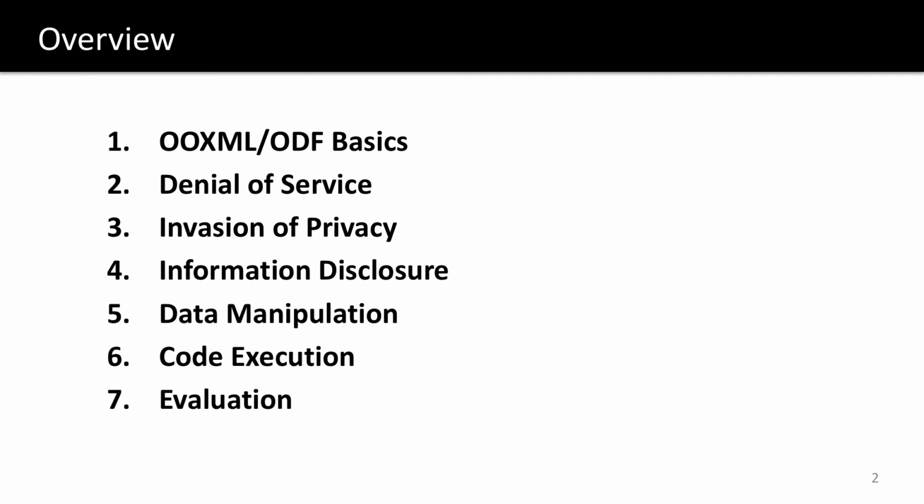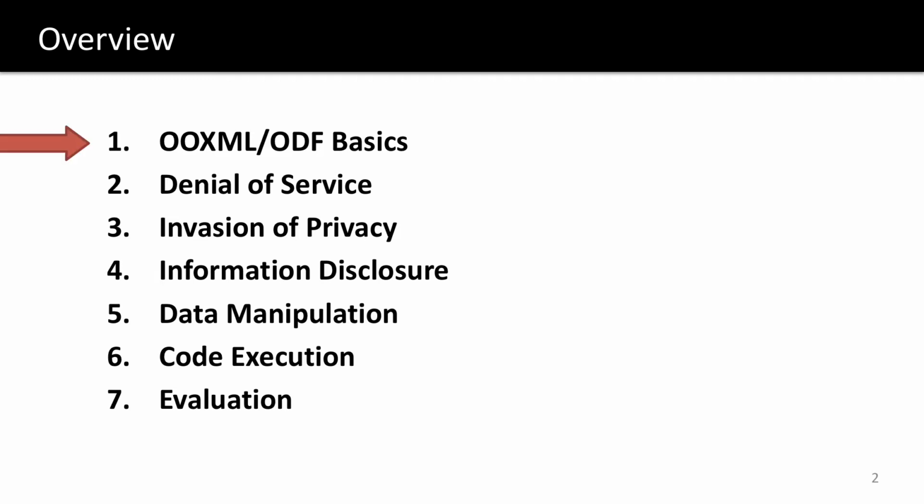Here's an outline of today's talk. First, I'm going to give you some background information on modern Office documents, which are based on OOXML or ODF as used by Microsoft Office and LibreOffice. Then I'm going to introduce 5 attack classes based on malicious documents, which lead to denial of service or tracking the document usage, information disclosure attacks that may result in leaking personal data, the manipulation of data such as local files, as well as even code execution on the victim's machine. And finally, I'm going to provide an evaluation of those attacks.